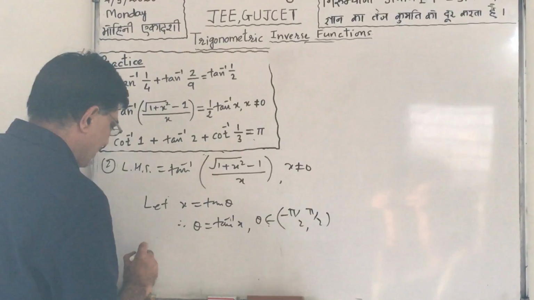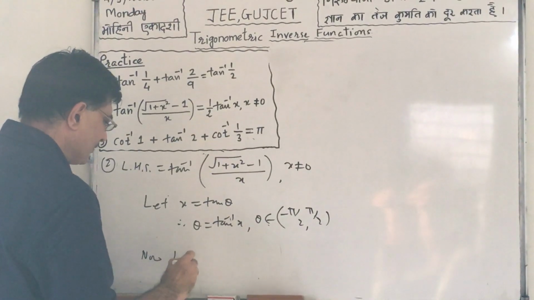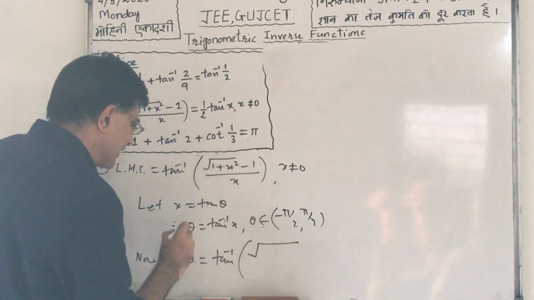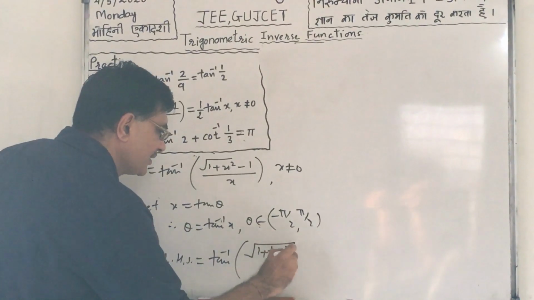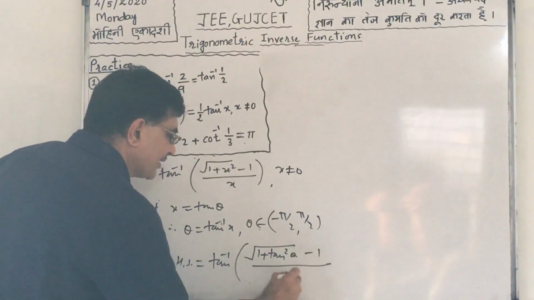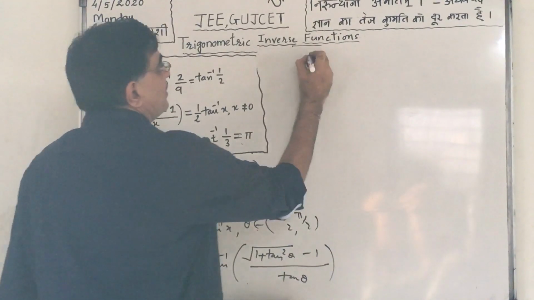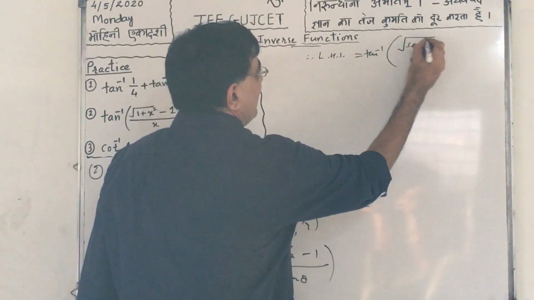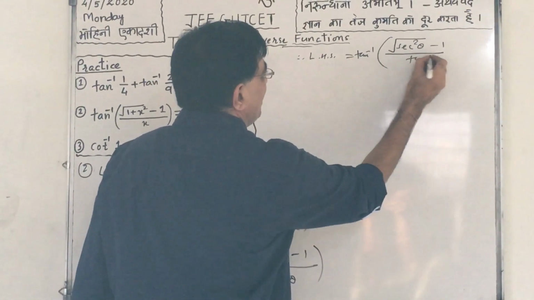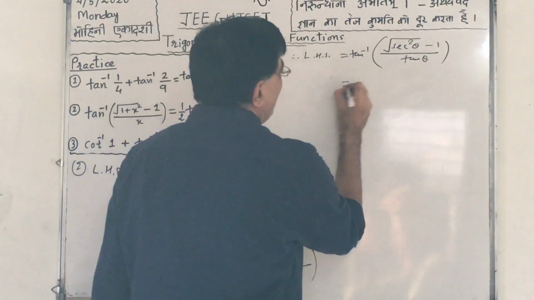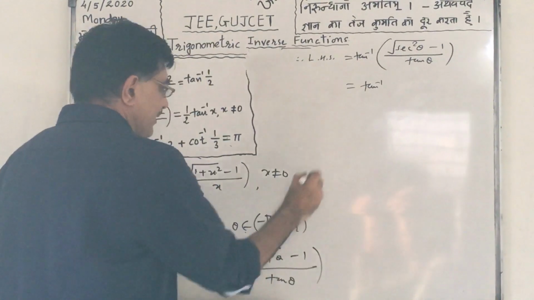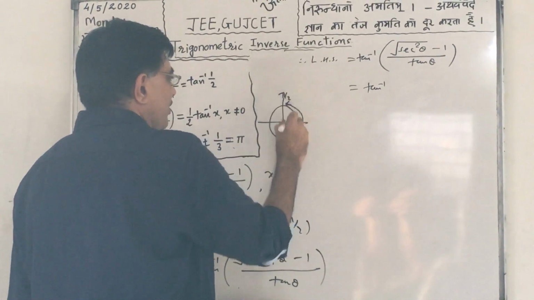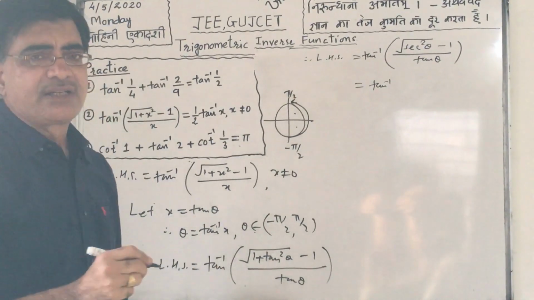Now LHS will be equal to tan inverse of (square root of 1 plus, putting x as tan theta, 1 plus tan square theta, minus 1) upon tan theta. But 1 plus tan square is sec square. Therefore LHS equals tan inverse of (square root of sec square theta minus 1) upon tan theta. But we know that here theta is between minus pi by 2 to pi by 2, so either in the fourth quadrant or in the first quadrant. In both quadrants sec is positive.